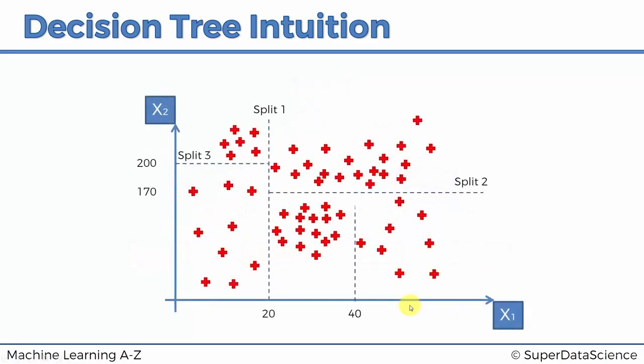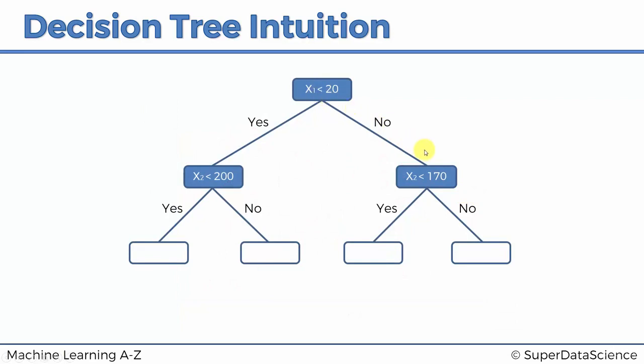And then split 4 happens at 40, and it checks if x1 is greater or less than 40. Split 4 only happens for the points that answered to split 1 no, it's not less than 20, and to split 2 yes, it's actually less than 170. So no, it's not less than 20, yes, it's less than 170, and then this is where split 4 happens. x1 is less than 40, yes, no. All right, so that's our decision tree.